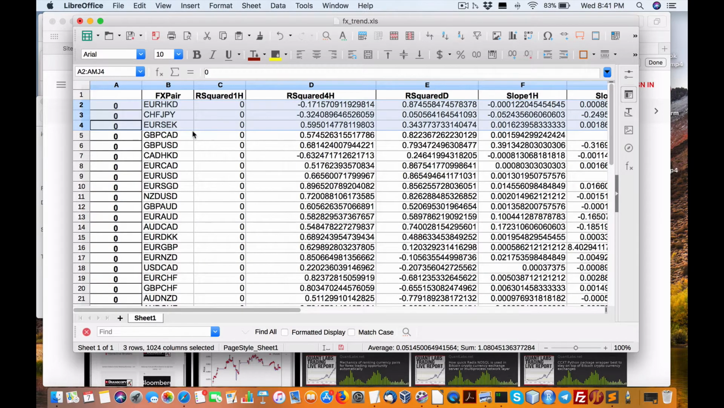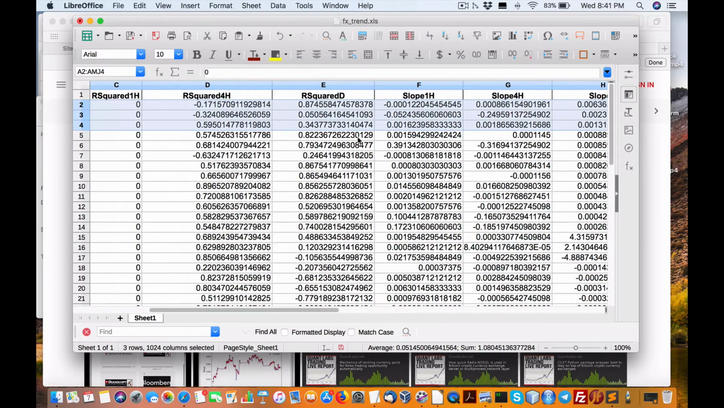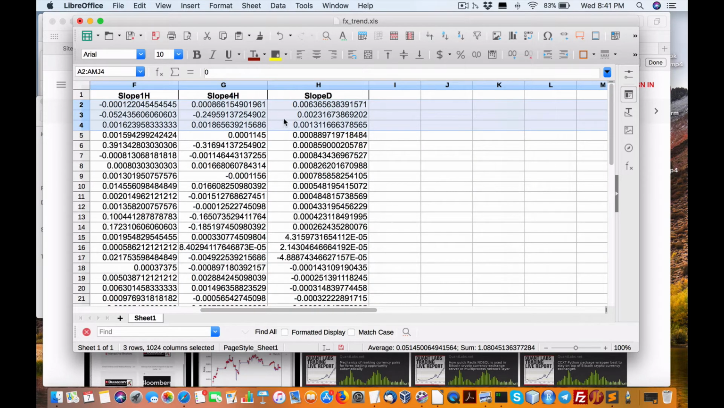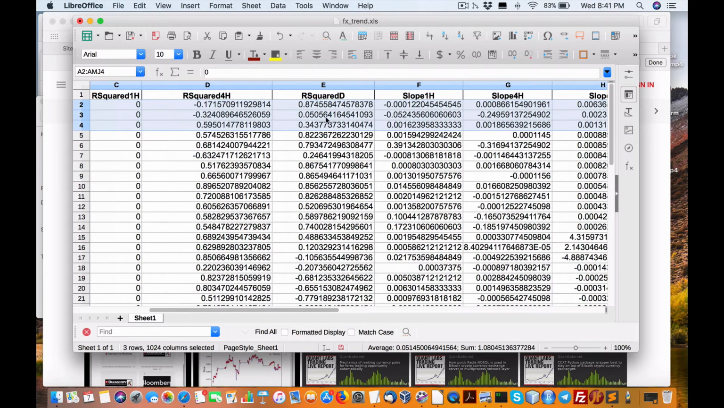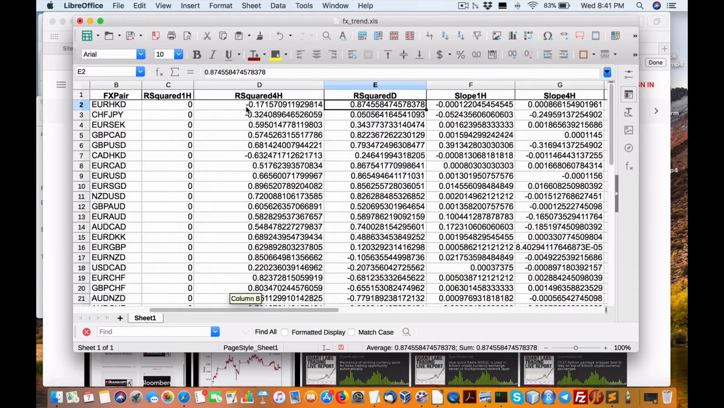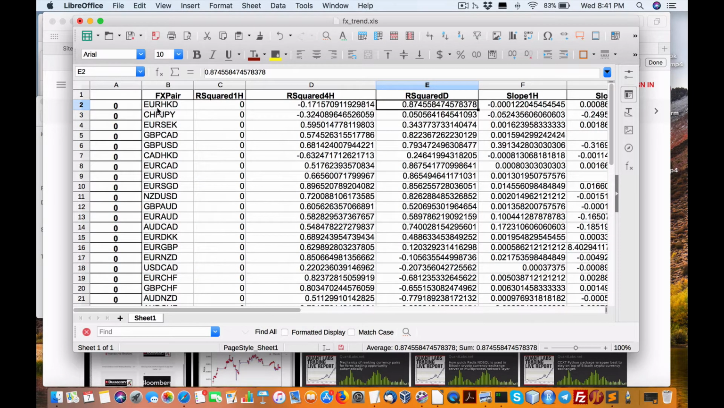Okay, if we looked at the corresponding R squared for the daily, you can see how strong this Euro Hong Kong dollar is. The momentum is not as strong as the other two. So you can see here where our R squared for Euro Hong Kong dollar is at 0.87, which is very strong.